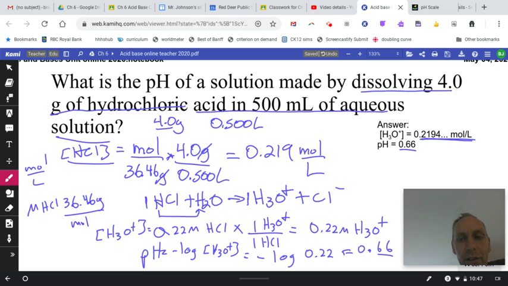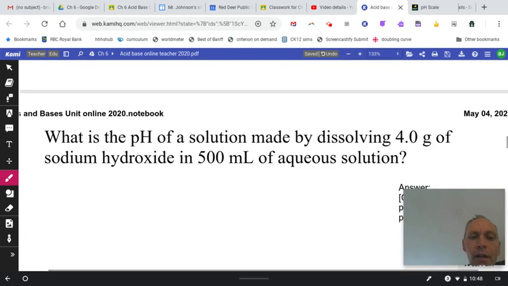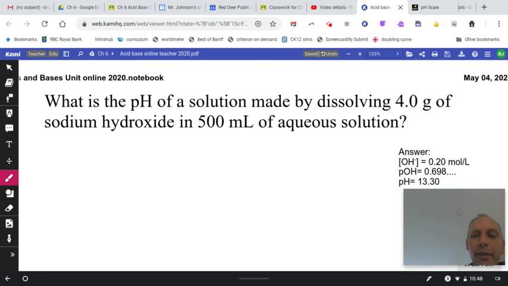So as you can see, there's a lot of steps in that question. You have to be an organized smarty pants to get your way through that one. So this is where we're headed. We're going to do one more of these, and then you guys get your assignment to practice these. Okay, so this time we're doing the exact same thing. We're taking 4 grams, but this time it's a base, sodium hydroxide, and dissolving it in half a liter.